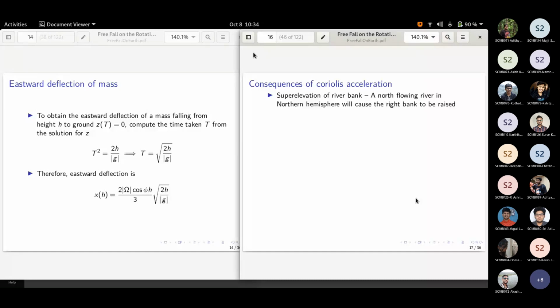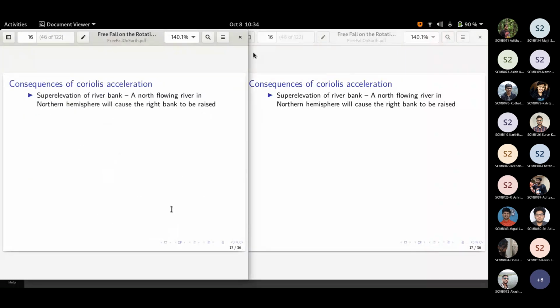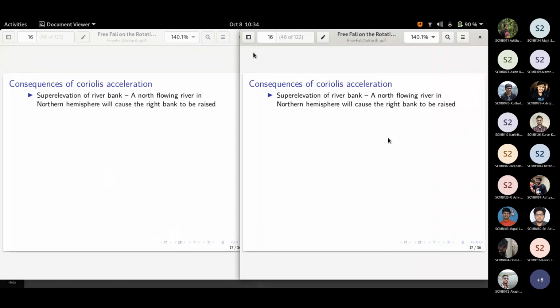So there is something called super elevation of river banks. That is when the river bends. If the river is flowing in the north direction, then it will cause the right bank to be raised. Whenever you are moving towards the north, we already saw that it tends to turn towards the right side. So due to this, the right side bank appears to be raised. Just check this out.